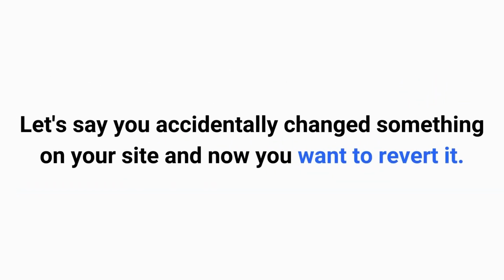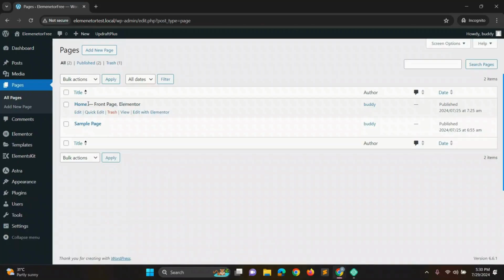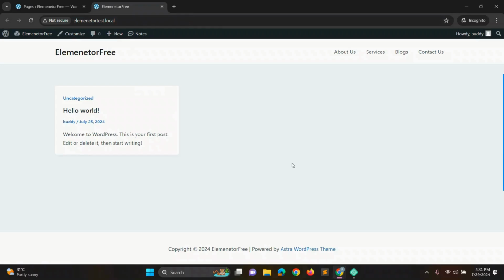Let's say you accidentally changed something on your site and now you want to revert it. For example, if you delete your homepage. First, go to Pages, select Homepage and click Trash. Now our website homepage has been deleted. Now we will use the backup for that.